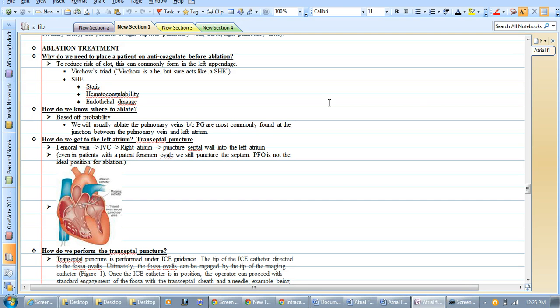We're going to cover very briefly the ablation treatment. So before we begin, one thing we want to ask ourselves is why do we need to place a patient on anticoagulant therapy before ablation?